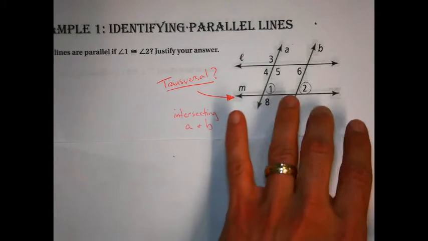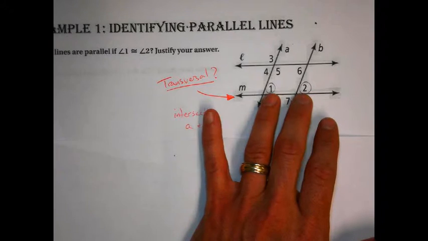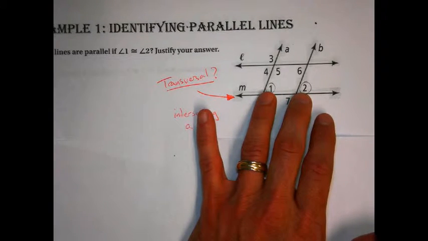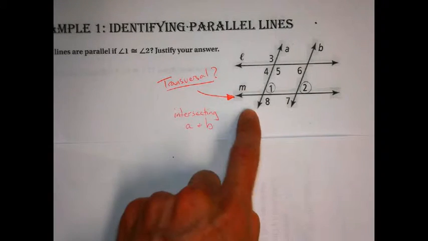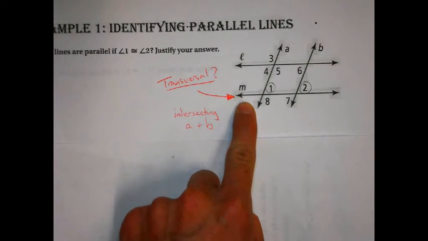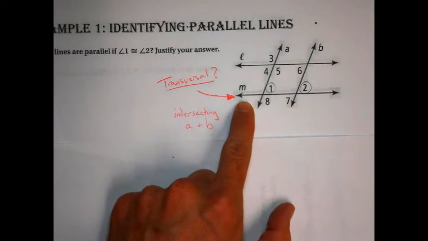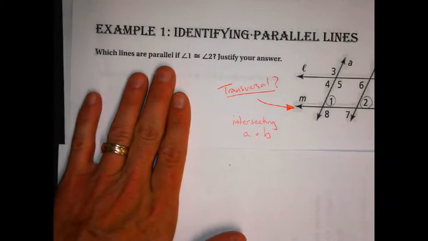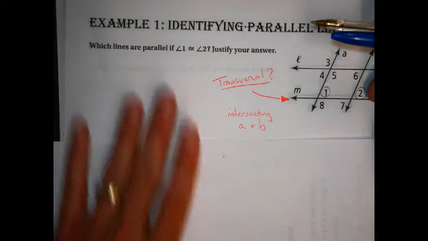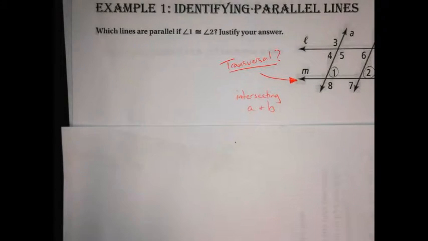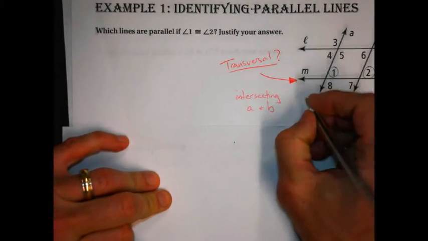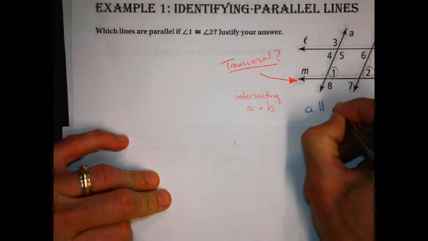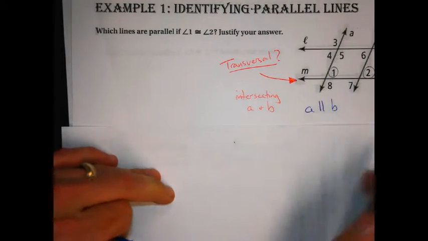Angles 1 and 2 are congruent, so then they're corresponding angles. If they're congruent corresponding angles, and M is the transversal intersecting A and B, therefore, which lines are parallel? Then line A is parallel to line B. So we have established this as the case. That's what we have established by that.